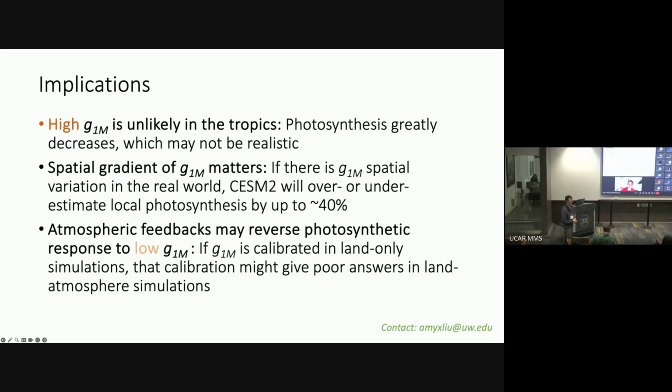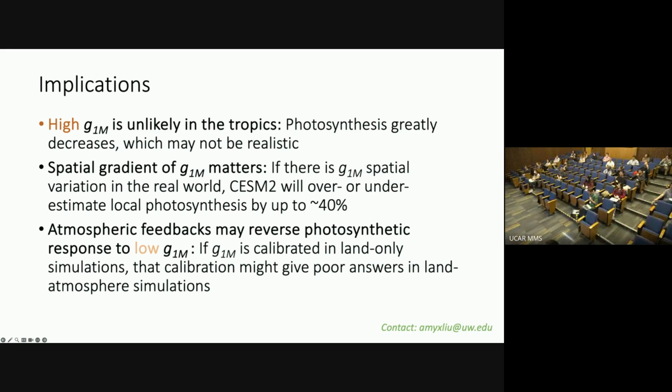Sure. How can you separate atmospheric effects from the impact of climate biases in the coupled model?